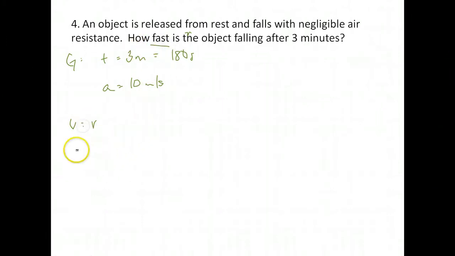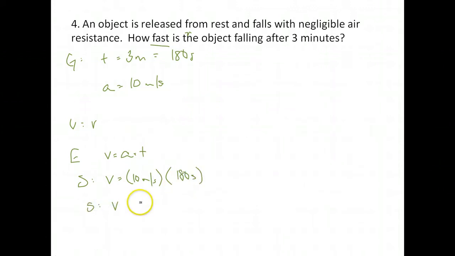So when we look for our equation, we want to look for an equation that has velocity, acceleration, and time. And that one would be velocity equals acceleration times time. And so we can plug our numbers in here and solve. Acceleration is 10 meters per second squared times time, which is 180 seconds. And our final velocity for our solution is velocity equals 1,800 meters per second for our final answer. That was almost too easy, wasn't it?